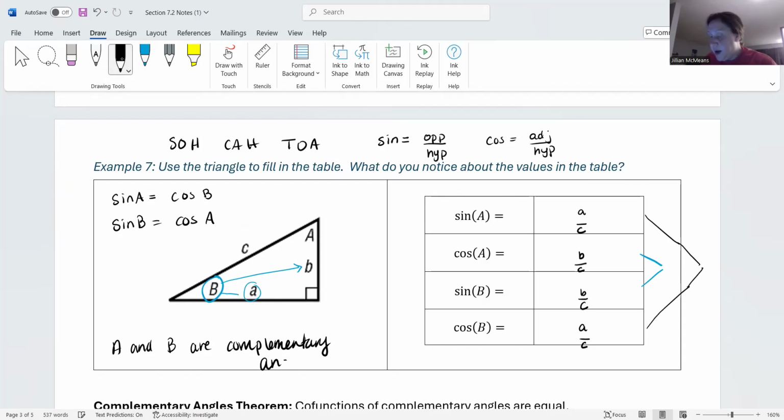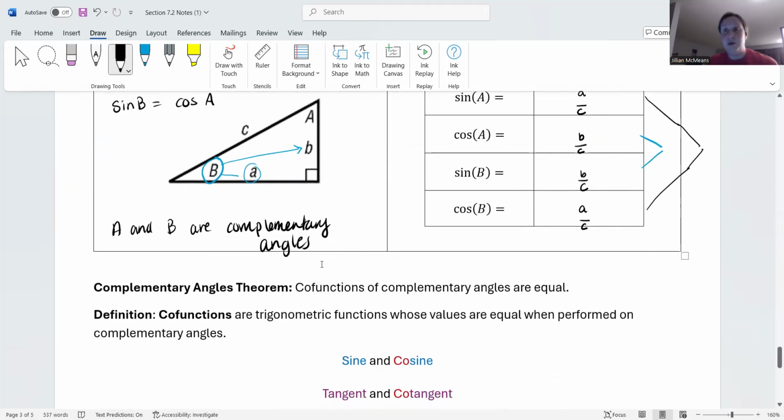So they're complementary angles. You could also have people say they're complements of each other, okay? And so what we're seeing here is that we have this really cool relationship where sine of A is equal to cosine of B, sine of B is equal to cosine of A. What does that all mean? So we have something called the complementary angles theorem. The complementary angles theorem says cofunctions of complementary angles are equal.